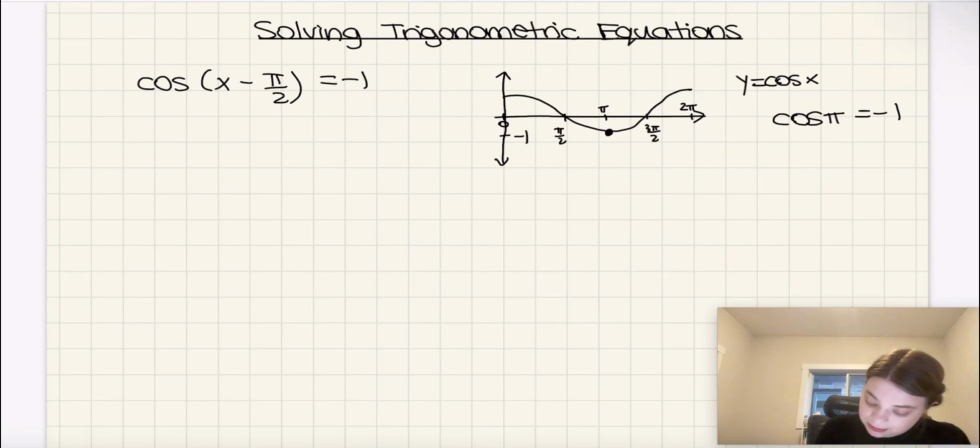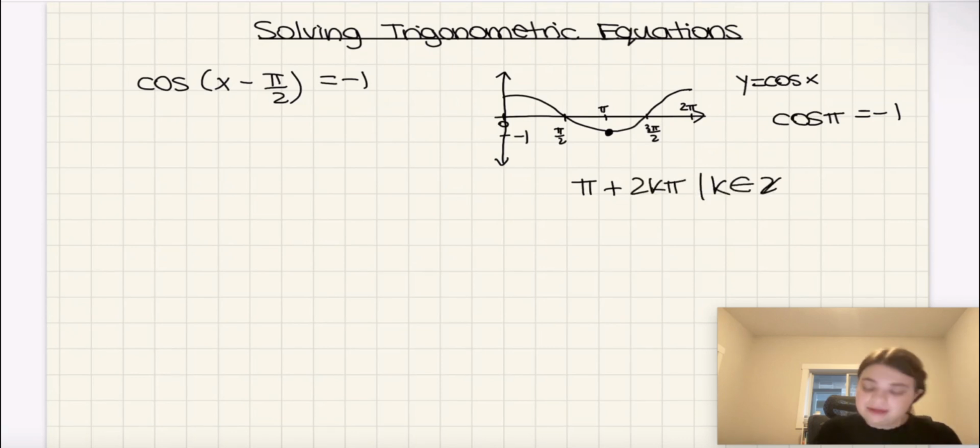So it could be pi plus 2k pi, where k is any integer, right? Because if we added 2 pi to this to get 3 pi, that would be the same spot, but on the second cycle. If we added 4 pi, that would be the same thing, but on the third cycle, and so on. Or we could go backwards in cycles as well, right?